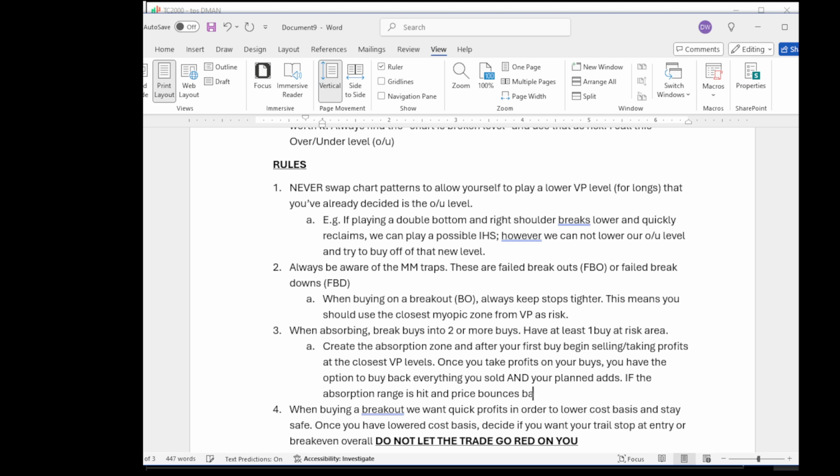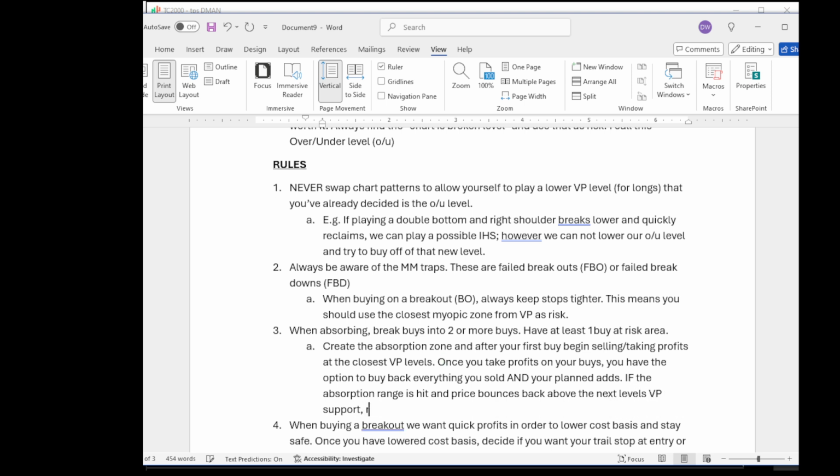And bounces back above the next level's VP support, remove the remaining buys. Okay, so once you've taken profits and buys, you have the option to buy back on everything you have. So if the absorption range is hit and price bounces back to the next level's VP support, remove the remaining buys.